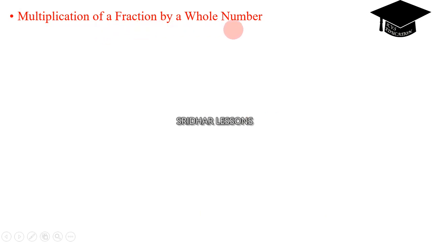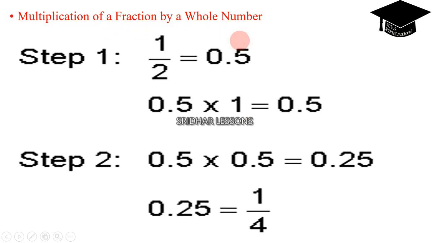Multiplication of a fraction by a whole number. Step 1, 1 by 2 is equal to 0.5. 0.5 into 1 is equal to 0.5. Okay. 0.5 into 0.5 is equal to 0.25 and 0.25 is equal to 1 by 4.